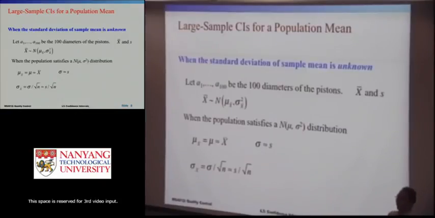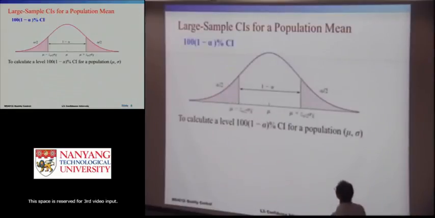So we use 95% confidence interval as an example. And we are not limited to 95. So we can extend to 100 times 1 minus alpha percentage confidence interval. So alpha could be any value. So we can calculate a level of 100 times 1 minus alpha percentage confidence interval for population mu, sigma. How?